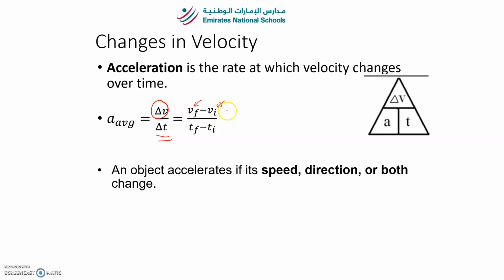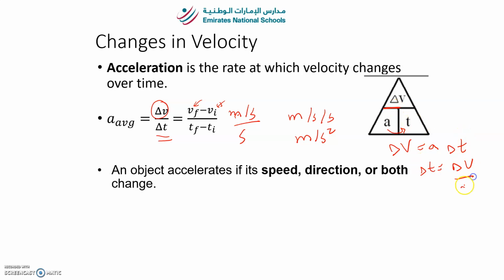The unit for velocity is meter per second, over second. So I can write it like that. I can write it as meter per second squared. From here, I can find the velocity: acceleration times time. I can also find the time, which is velocity over acceleration.